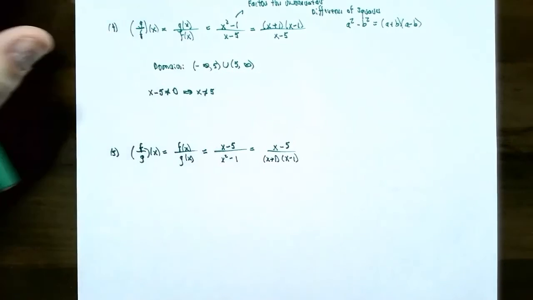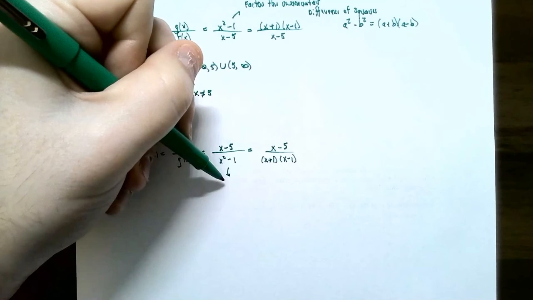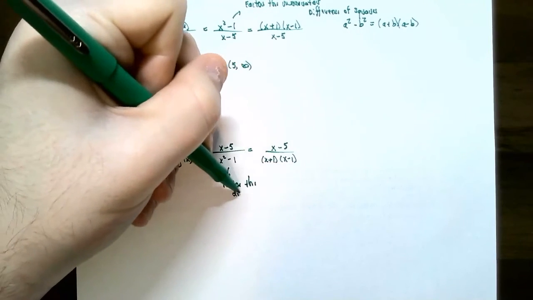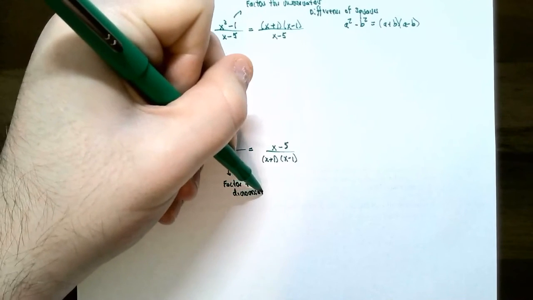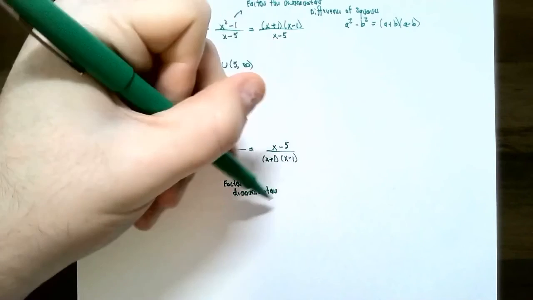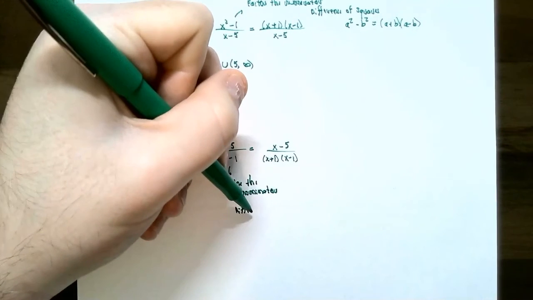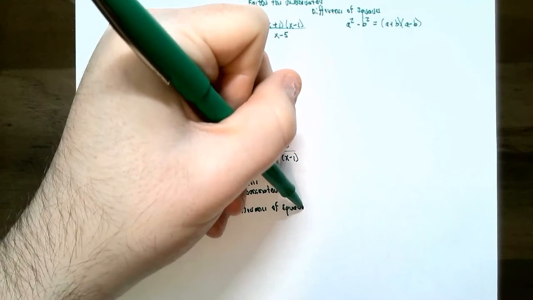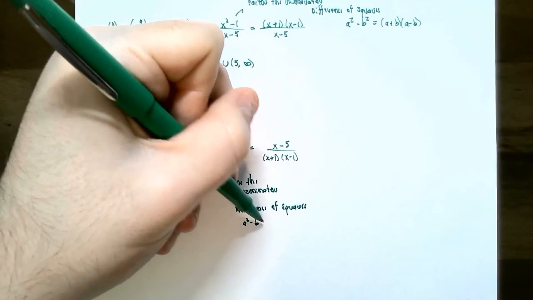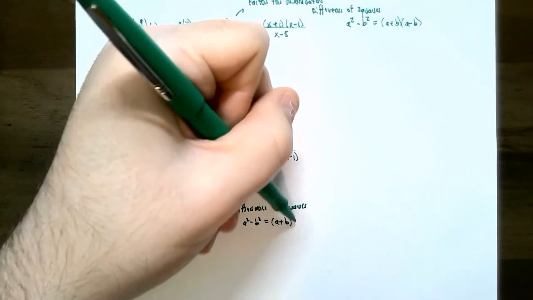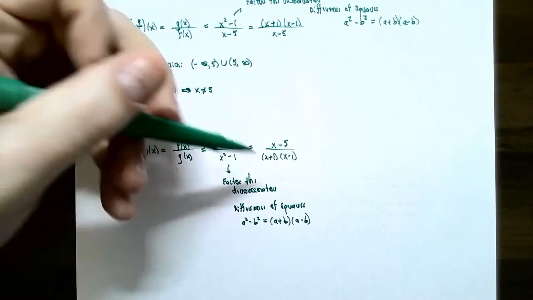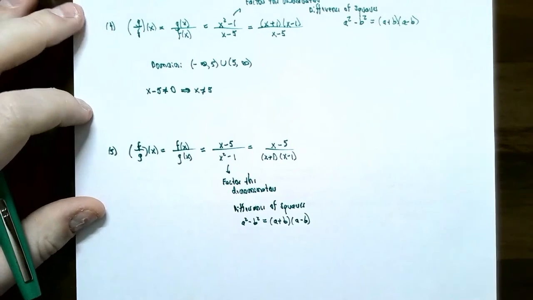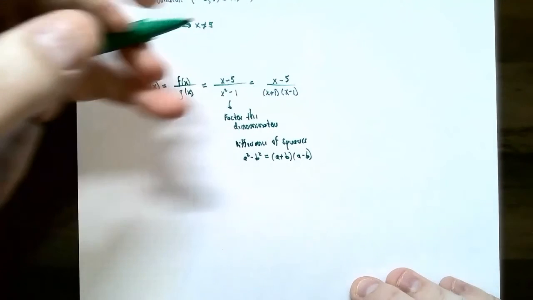And that's simplified completely. And the reason why is because you want to factor the denominator this time. Using a difference of squares. A squared minus b squared is a plus b, a minus b. So same as before. And notice that no factors cancel, so this is completely simplified. So now we're ready to find out what is the domain of this function that we've just found.